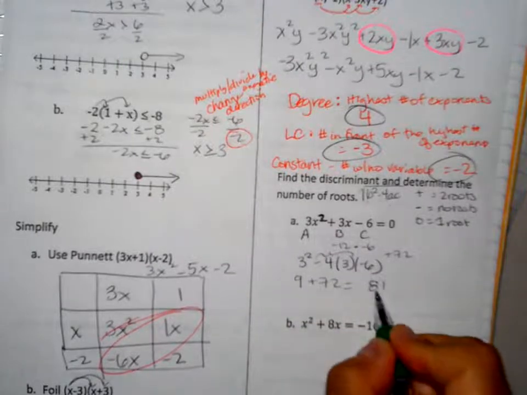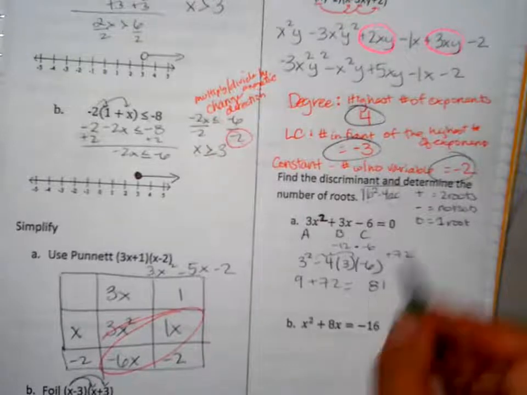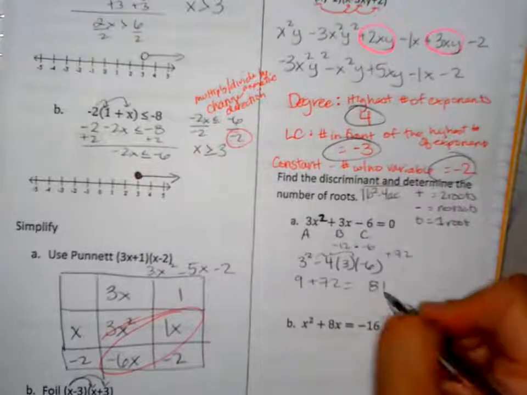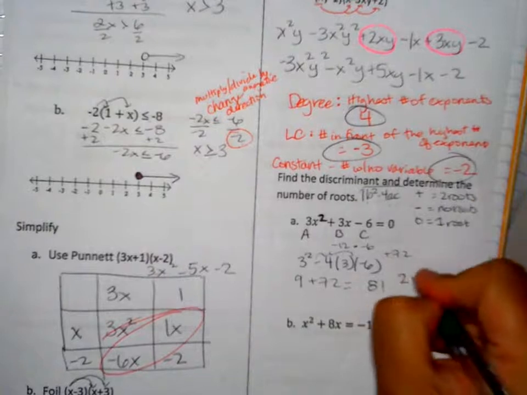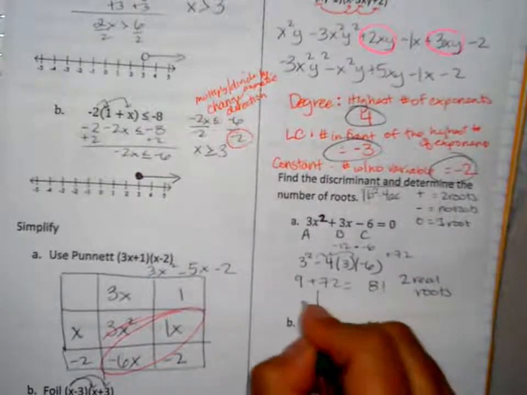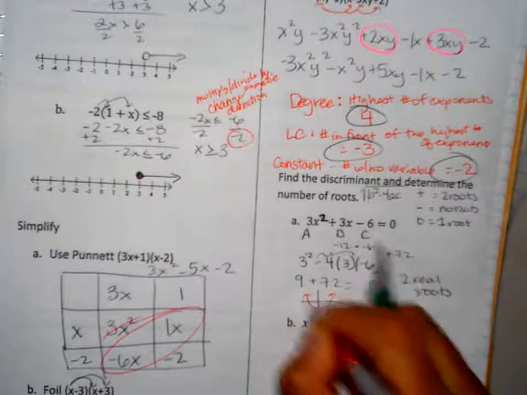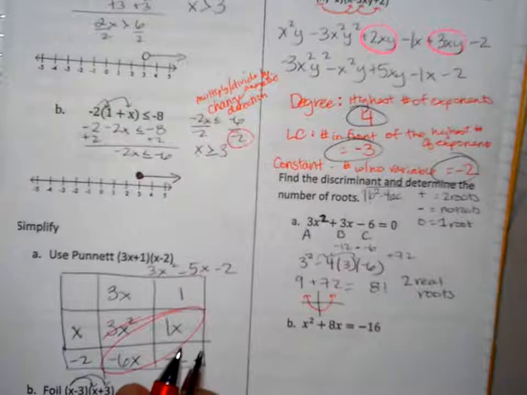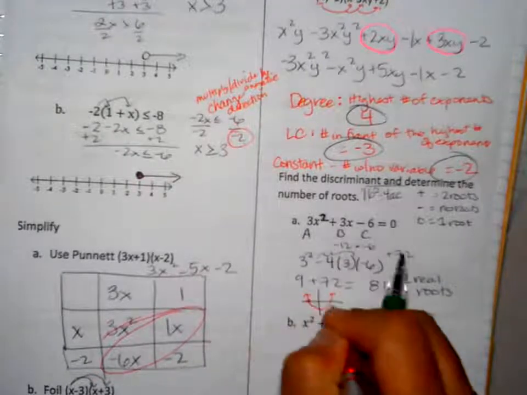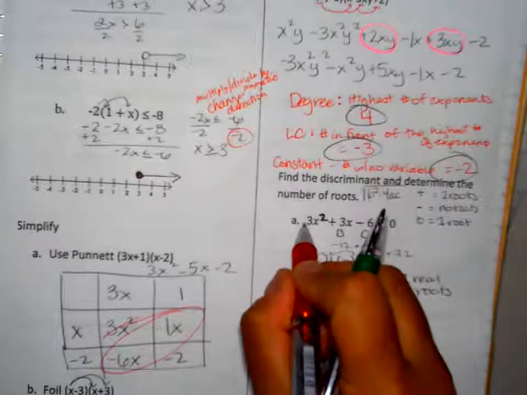That is positive. I'm not asking you to do anything with it. Again, it just wants to know what the discriminant is and determine the number of roots. Because my number is positive, I have 2 real roots. Okay? And what that's going to look like on a graph, you're going to get your graph, and it's going to look like that somehow. It's going to cross the x-axis twice. Okay? There's 1, there's 2. And you know this guy's going to be a happy face because this guy right here is positive.